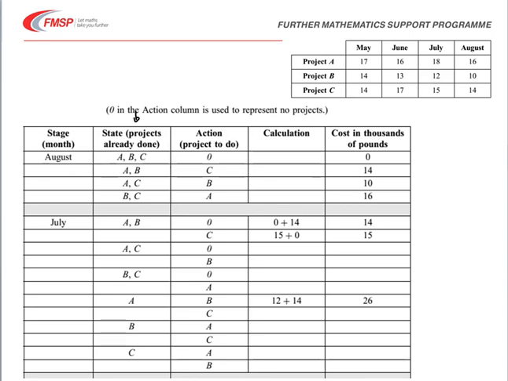From our table the costs for those come in from looking at the cost of doing each particular job. So if we've completed all 3, then obviously the cost is going to be 0. But if we've completed A and B, we have to now do C, and from the table in August C costs 14. So the 14 there has come from that particular point. Likewise, if we're going to do B or A, the values are coming from our table here, 16, 10 and 14.